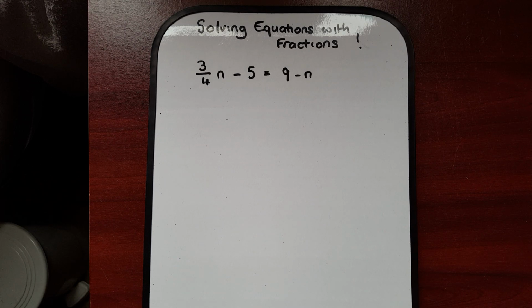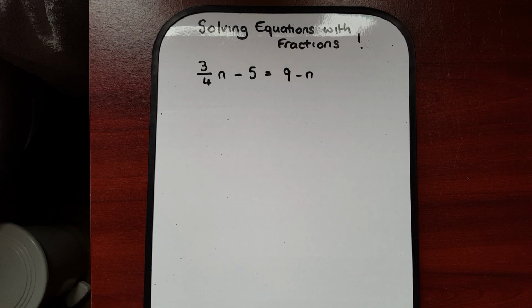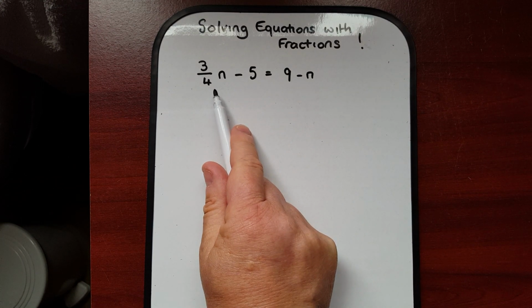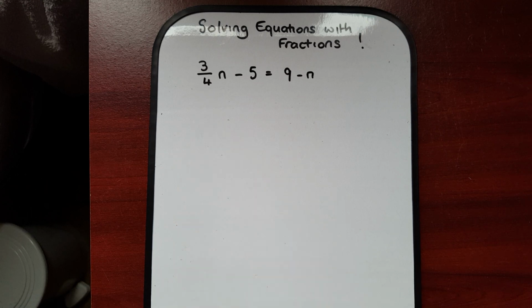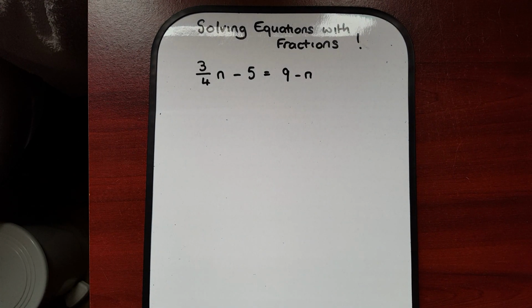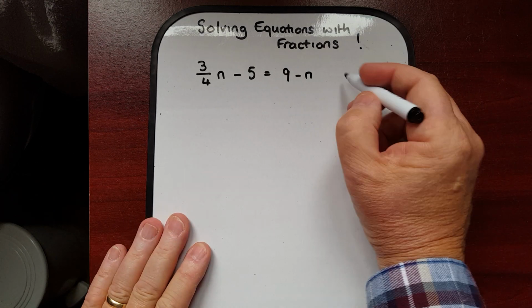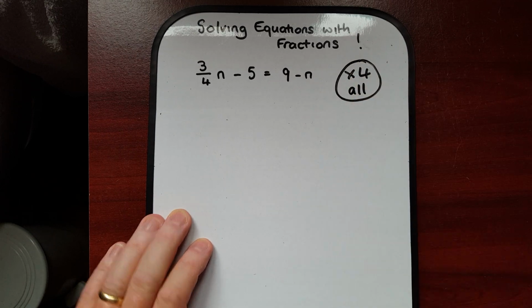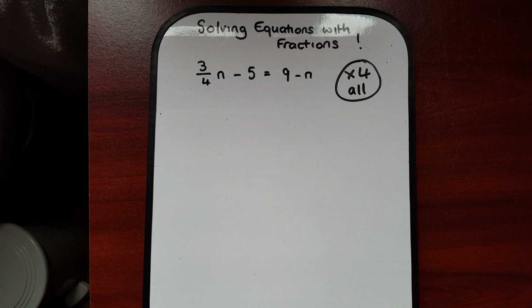3/4 of (n minus 5) equals 9 minus n. Good grief. What do you do with this? Well, the main thing that you've got to notice here is that something has been divided by 4. And because that something has been divided by 4, and we really don't want a fraction in this question, the best thing we can do is multiply absolutely everything by 4. So times 4 for all of it, because we've got a divide by 4 to start with.